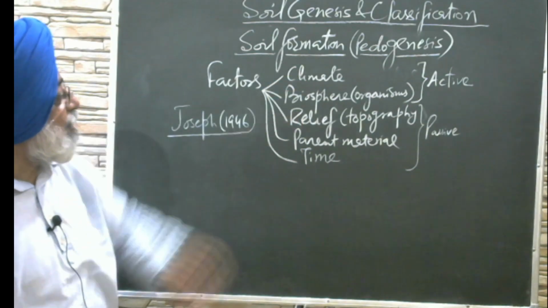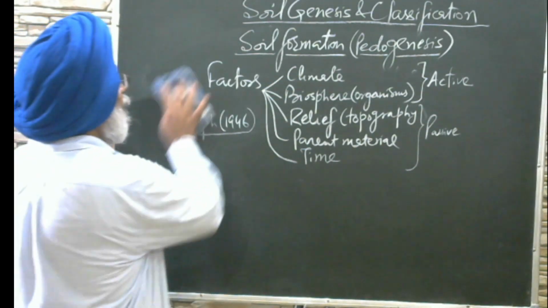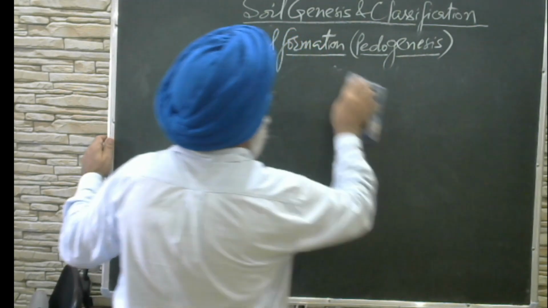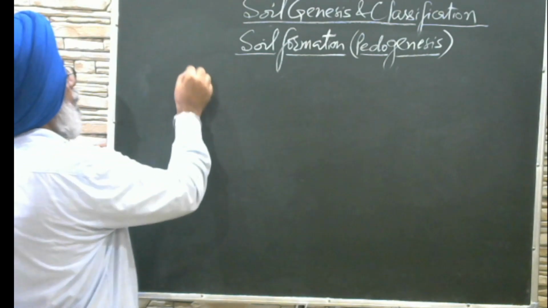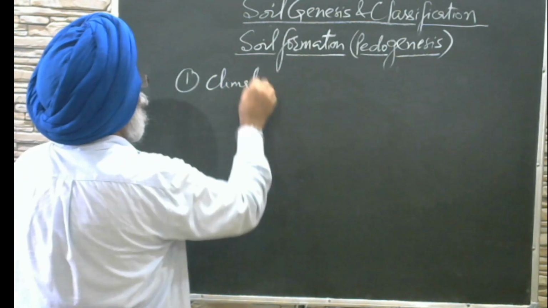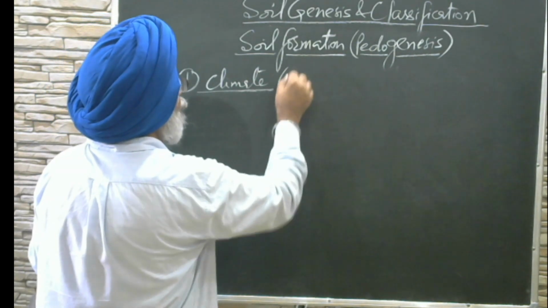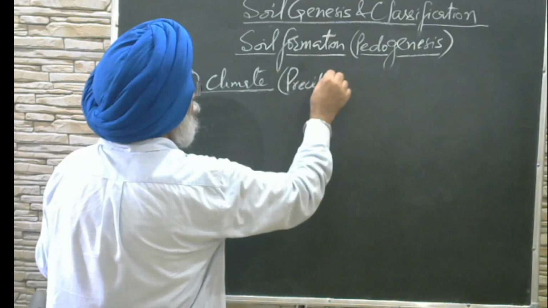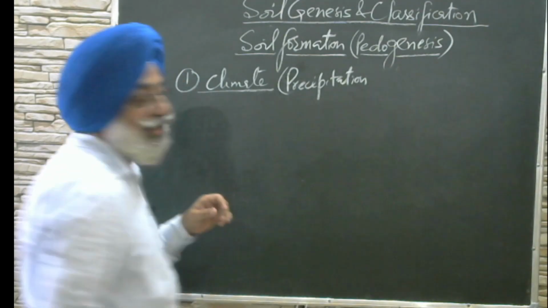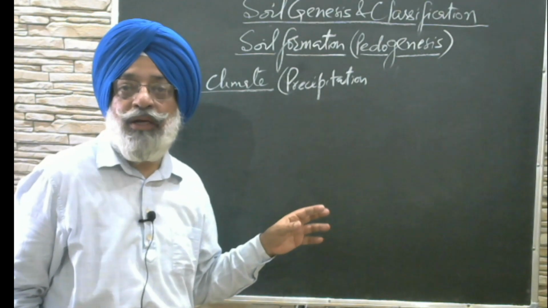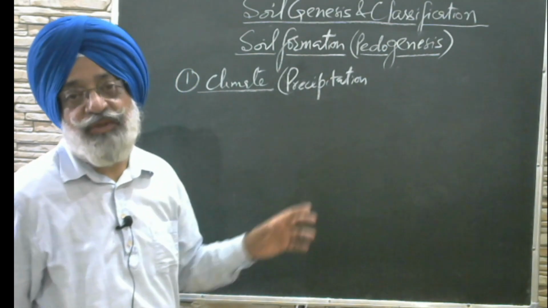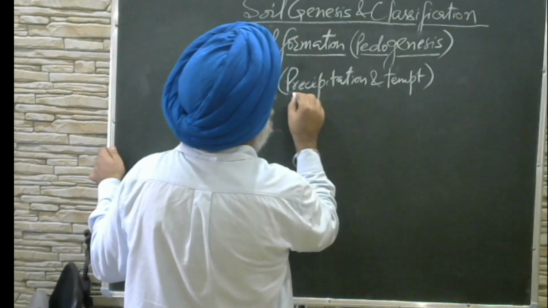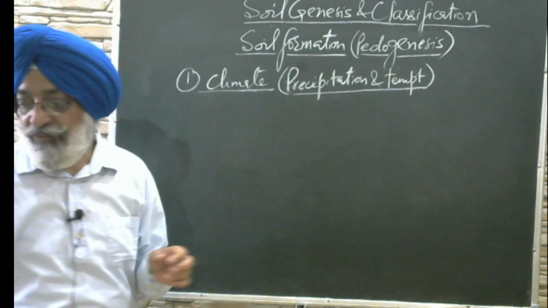Now we will discuss these factors one by one. What is the role played by each factor, and how they affect the formation of soils. So the first factor is climate. And as I said, in climate, two things are very important. Instead of rain, I'll better call it precipitation, because precipitation includes rainfall as well as snow, even ice, even dew. So whatever type of precipitation we have, precipitation and temperature, these are two important factors related with climate which affect the formation of soils.